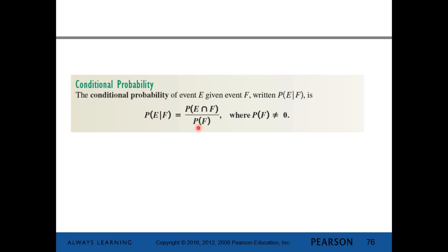But since this denominator is going to be the same as this denominator, those cancel, and we get, just like what I said a moment ago, the total number of outcomes that give me both divided by the total number of outcomes in the given set, which means F, whatever's given, and this means given, this vertical line. So the way you read this is the probability of E given F has occurred. Okay.